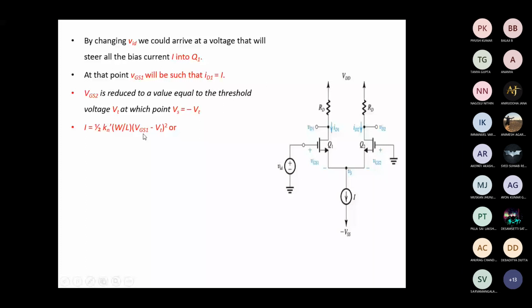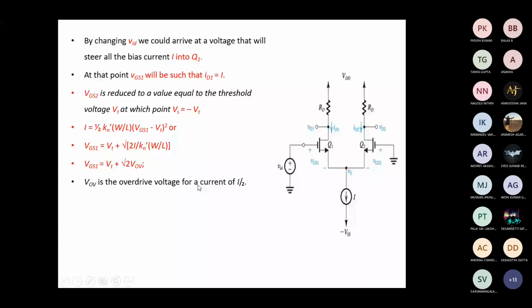From this, we bring the expression for VGS1 in terms of VT plus root of 2 times I by Kn dash W by L. This root of I by Kn dash W by L is nothing but the overdrive voltage. So this is rewritten as VGS1 equals VT plus root 2 times VOV, and VOV is the overdrive voltage for a current of I by 2.